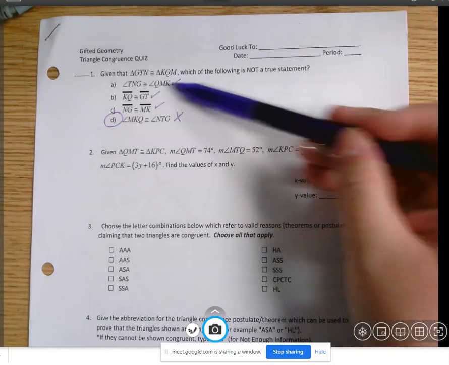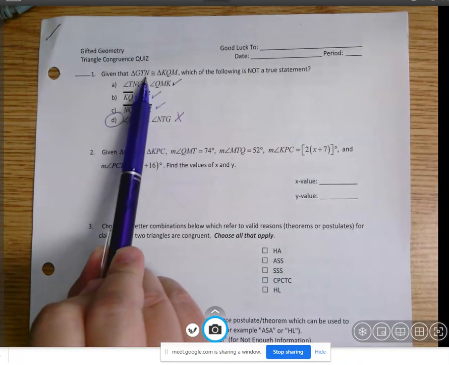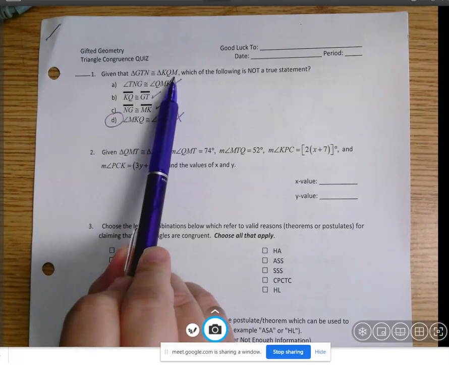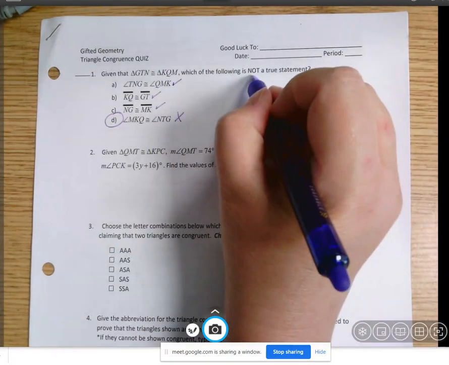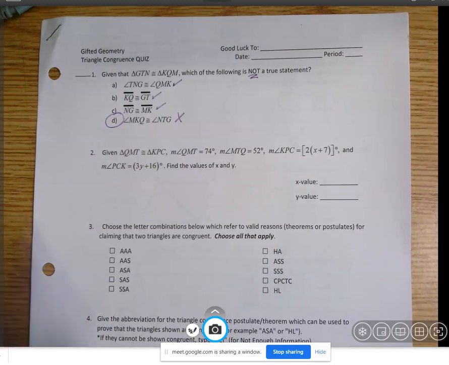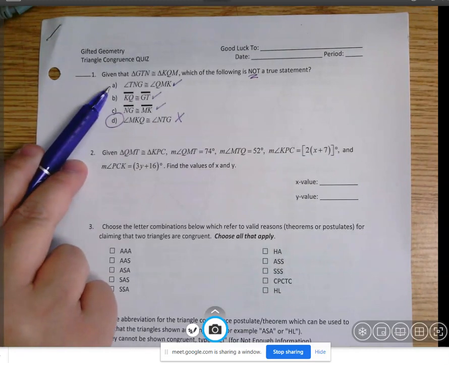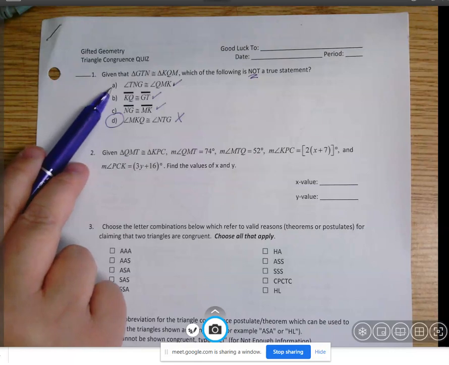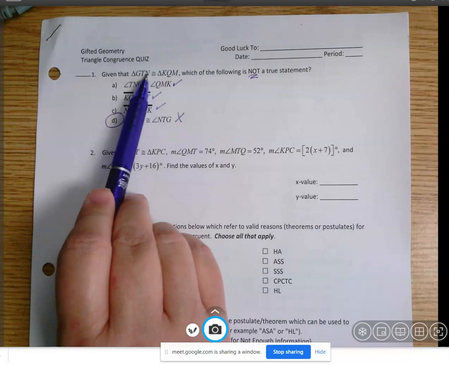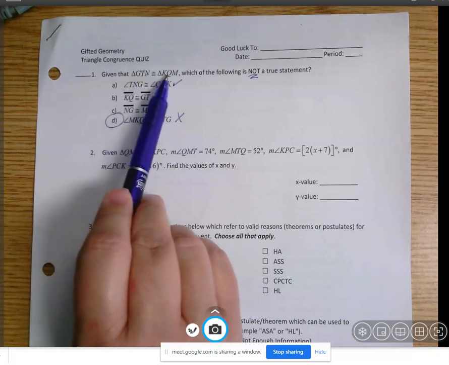So when you're going through this, it says, given that triangle GTN is congruent to triangle KQM, it's all about letter order. I think the person that asked me about it just missed the "not." So be careful about that. If you got A, you may have missed that it was supposed to be "not," and just chose the first one that worked. Because TNG, that's the second letter, third letter, first letter. Second, third, first would be QMK.